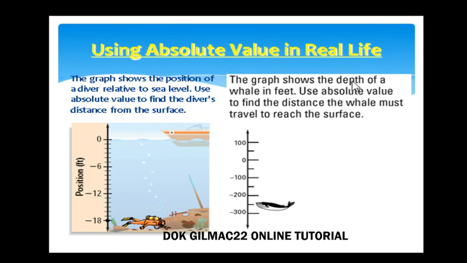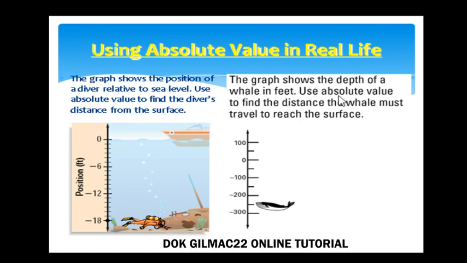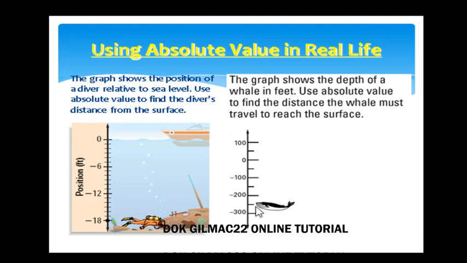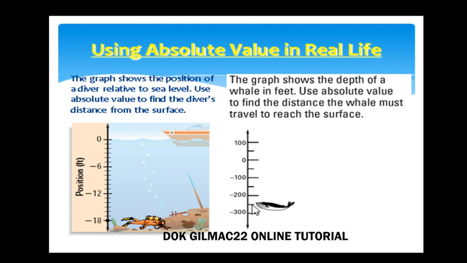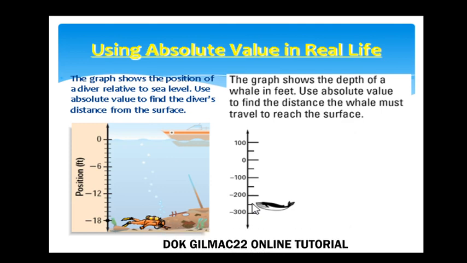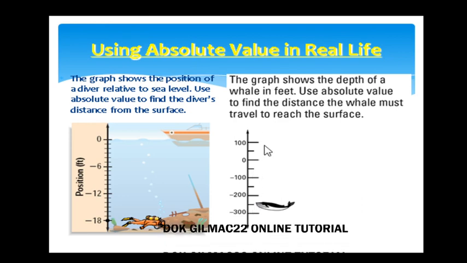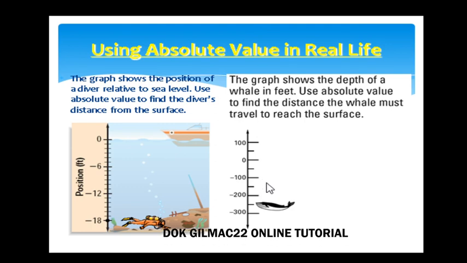The graph shows the depth of a whale in feet. Use absolute value to find the distance the whale must travel to reach the surface. So the whale is actually 250 feet below sea level. So if the whale travels to reach the surface, it's actually 100 plus 250 is 350 feet. Okay, so take note of that.